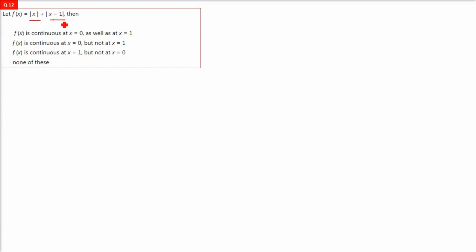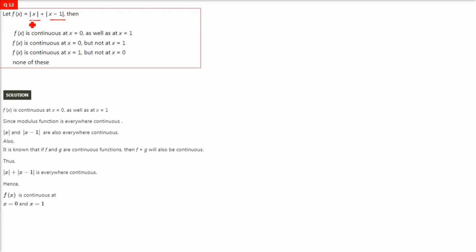This question we have already done in the VSAQ, exercise 9.2. Various exercises we have already discussed, and the concept is quite easy here. Since we have done it, I'll just tell you how to solve this, because this is an MCQ question. Modulus is always continuous. So mod x, if you assume it to be f, it is continuous. Mod x minus 1, if you assume it to be g, it is again continuous. When you add them, f plus g, it will be again continuous. So f(x) is continuous at x equals 0 and x equals 1, because mod x is all about when it becomes 0. So x is 0.